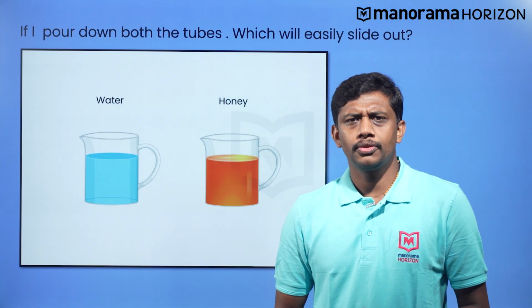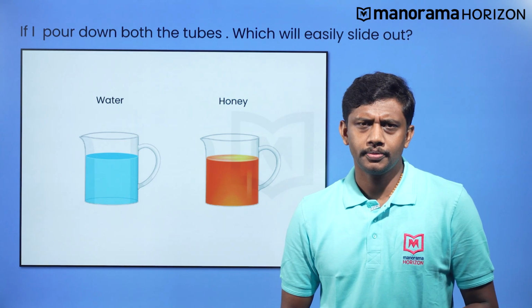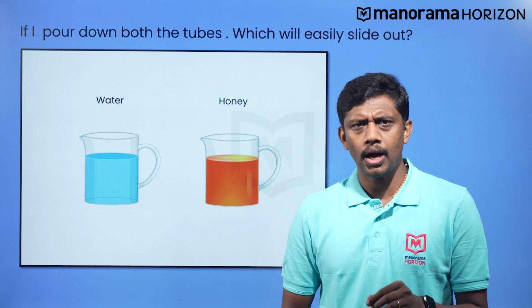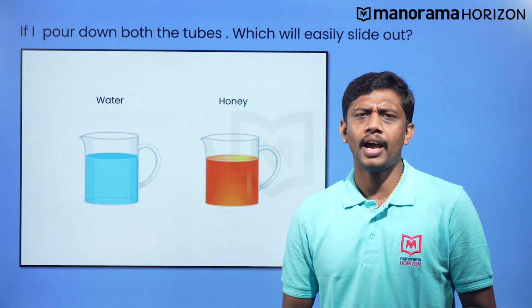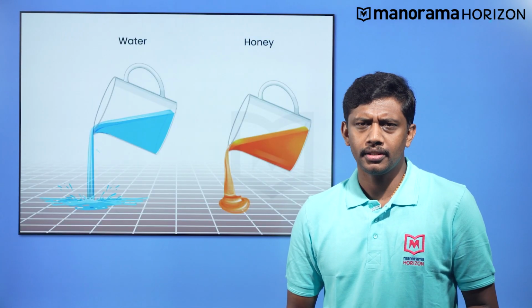Consider two vials of liquids. One is filled with honey and another is with water. Now I am going to pour out the liquids down. What will happen? Water will easily slide down when compared to honey.